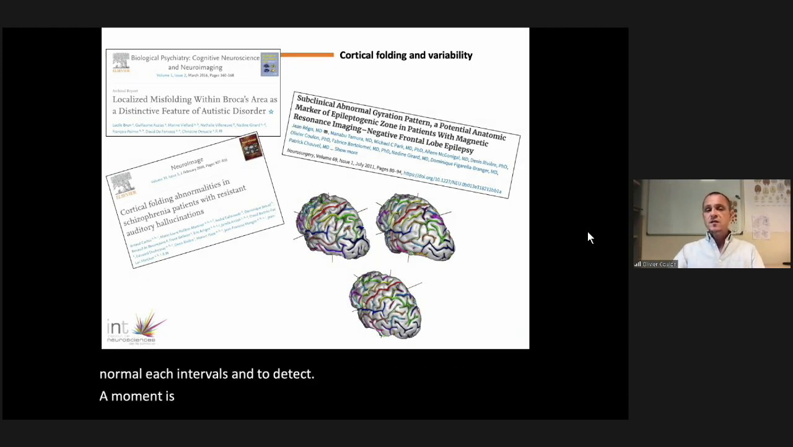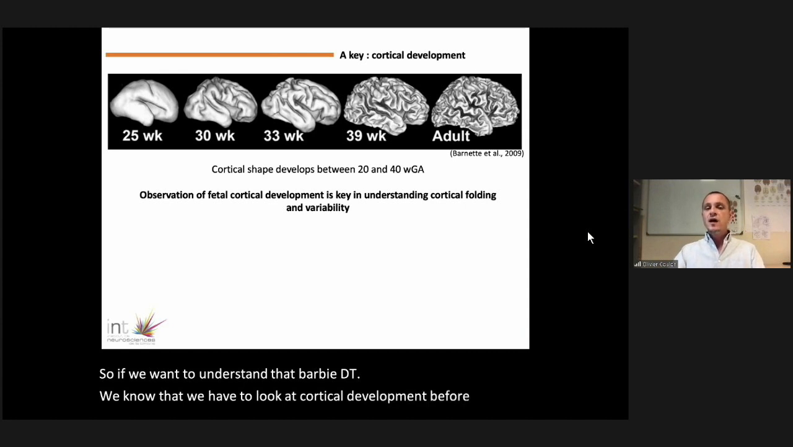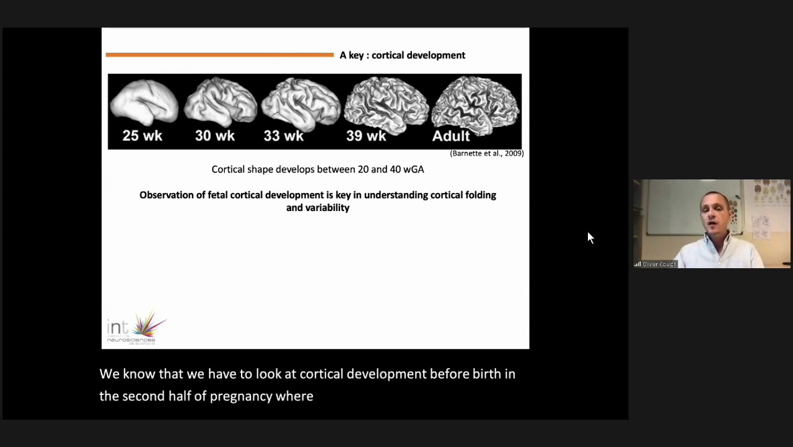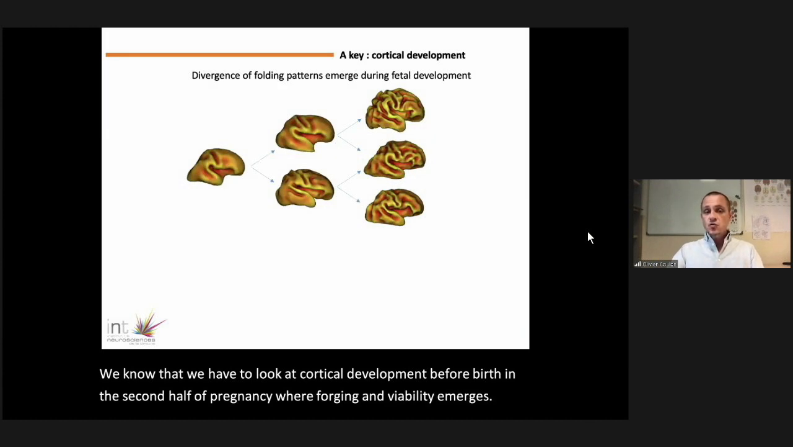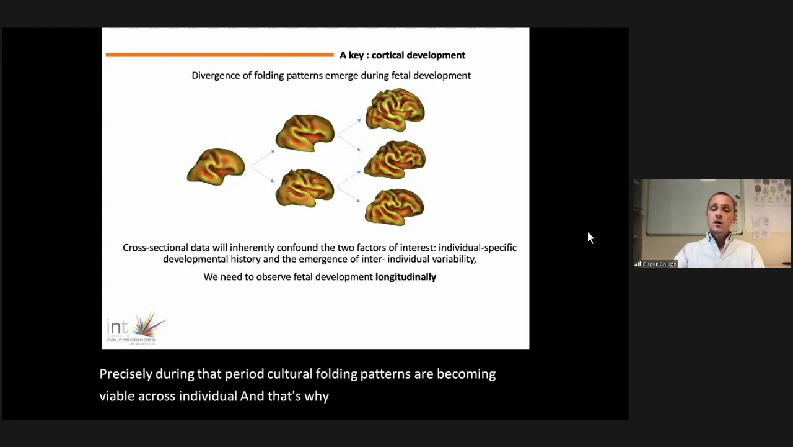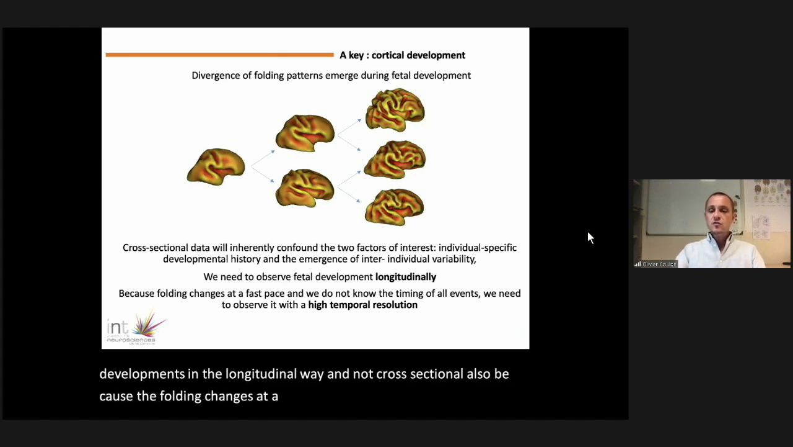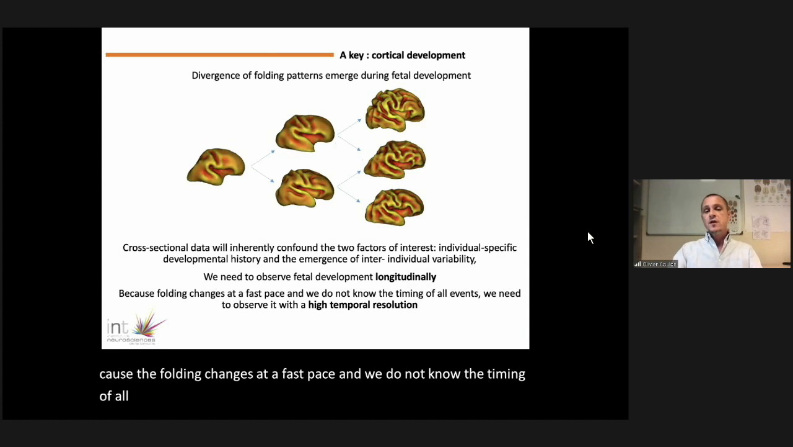So if we want to understand that variability, we know that we have to look at cortical development before birth, in the second half of pregnancy, where folding and variability emerge. Precisely during that period, cortical folding patterns are becoming variable across individuals, and that's why we must look at development in a longitudinal way and not cross-sectional. Also, because the folding changes at a fast pace and we do not know the timing of all the events, we need to observe development with a high temporal resolution.